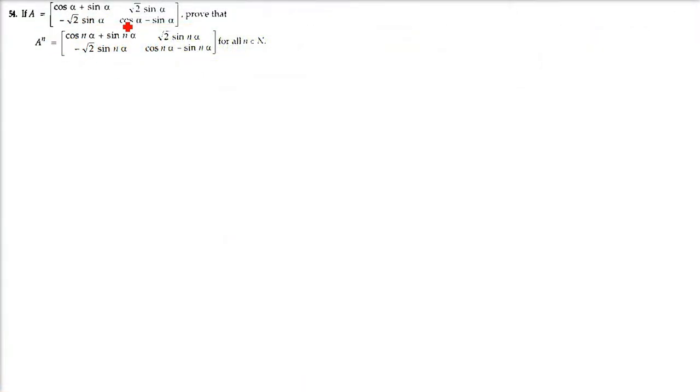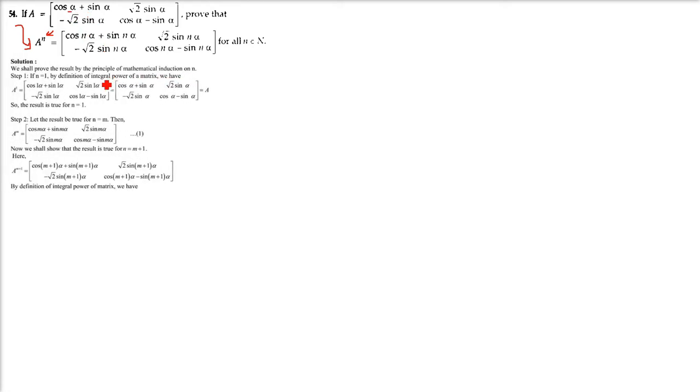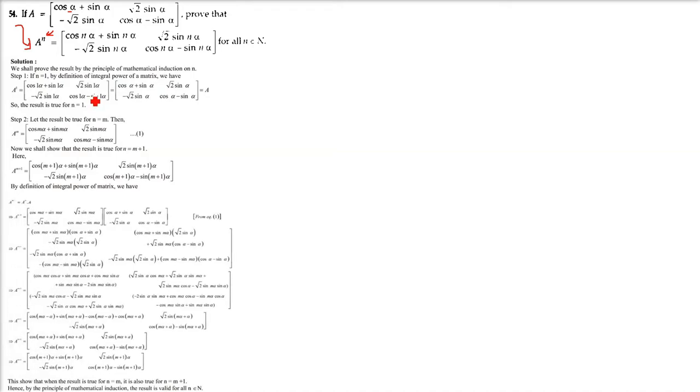Now, if A is this matrix, A to the power n, we have to prove that this is this matrix for all n belonging to capital N, the natural numbers. So wherever alpha is there, you see there is n alpha. So we'll do it using mathematical induction. We have already seen some questions like this. The first thing we do in mathematical induction is prove that it is true for n equals 1. That is, in the place of n, put 1.